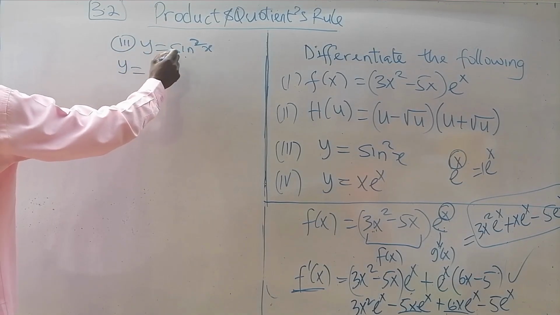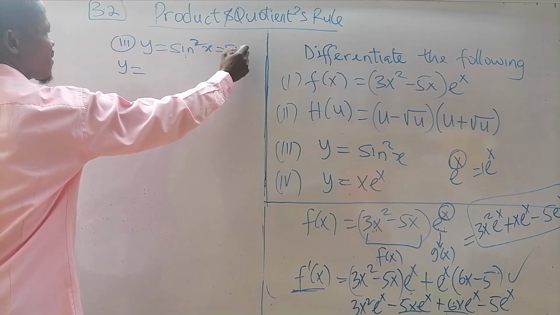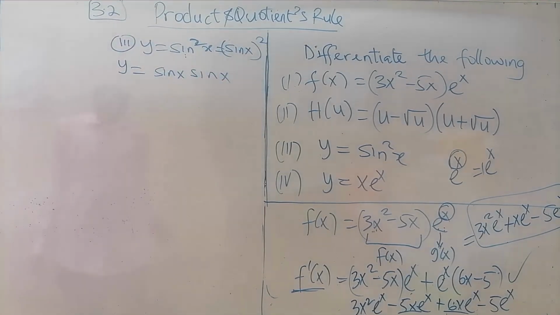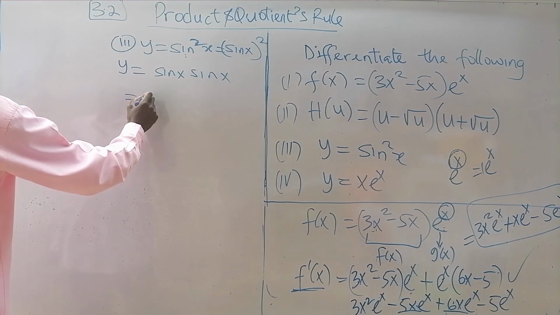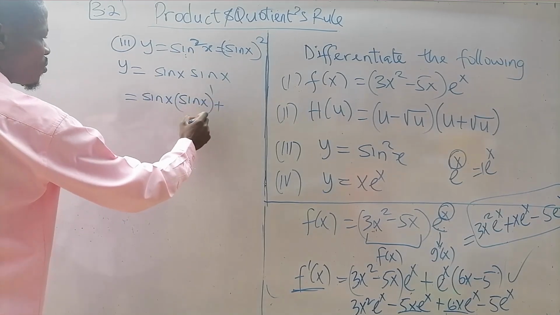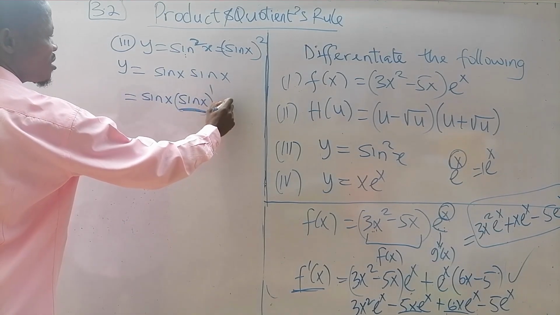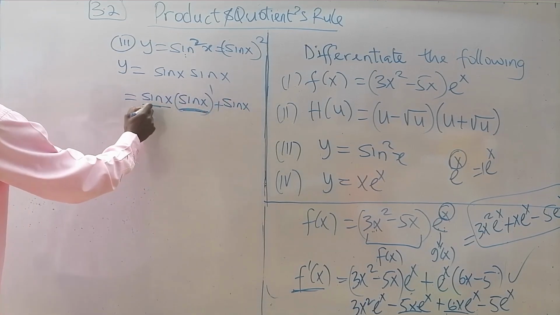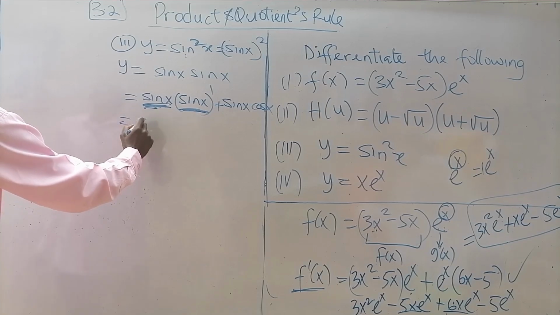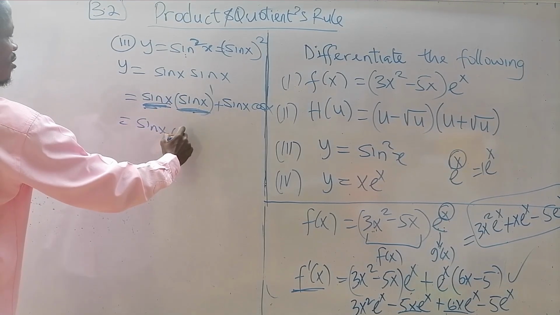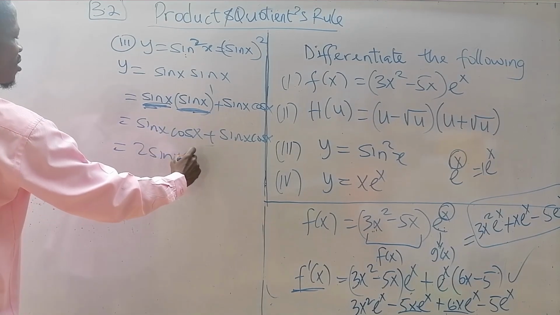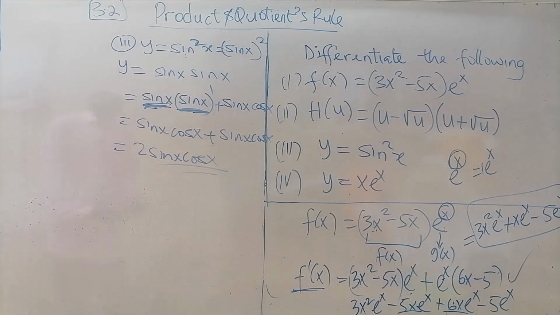So this one is going to be what? This is sine x squared, which will be sine x times sine x. So what you do is very simple. You keep one constant, you differentiate the second one, then plus the one you are differentiating here, you now keep it constant and differentiate the first one. And when you differentiate this one, you have cos x. So this will be sine x, and the derivative of this is cos x. So if you add them together, you have 2 sine x cos x. So that's that on that.